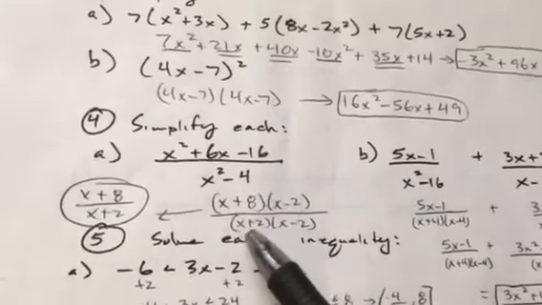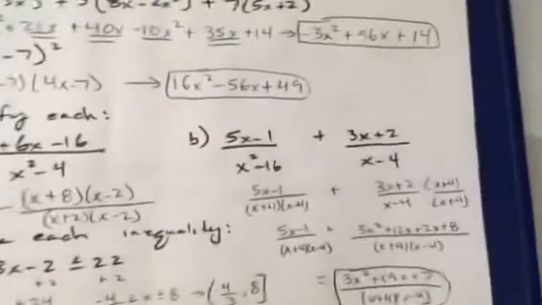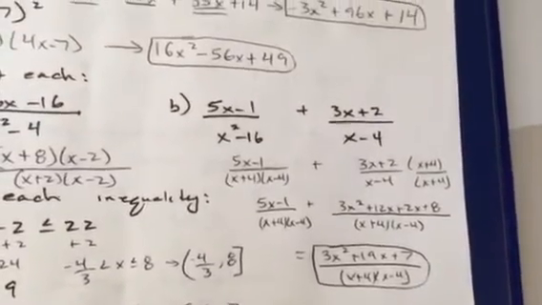This factors to be x plus 2, x minus 2. The x minus 2's cancel, and that gives you this answer. Guys, 4B was probably the hardest one you had on your first homework assignment.